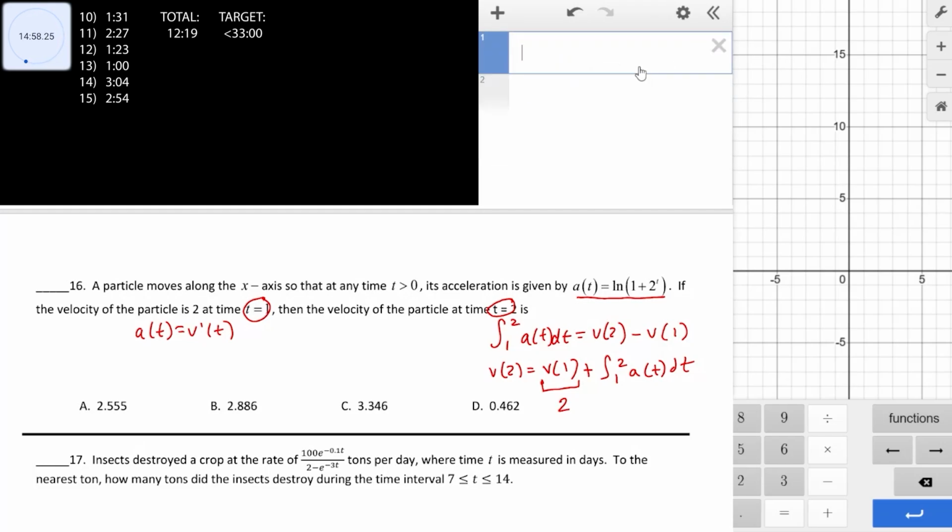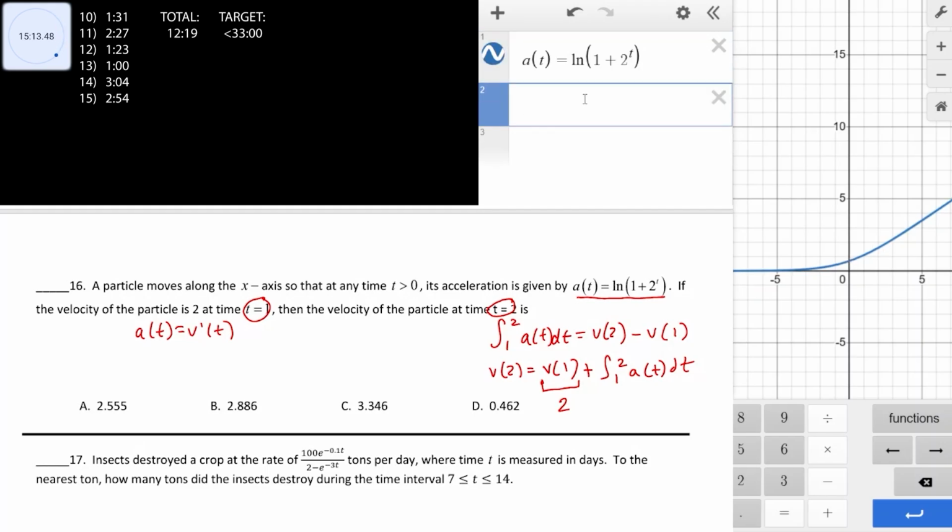Actually, let me get ahead of myself here. The acceleration function is the natural log of 1 plus 2 to the t. And we want to find the value of 2 plus the integral from 1 to 2 of a of t dt. And there you go. Okay, so that's going to be approximately 3.346, which is C.